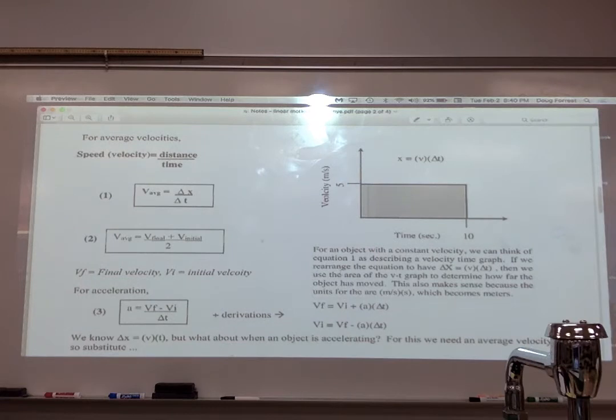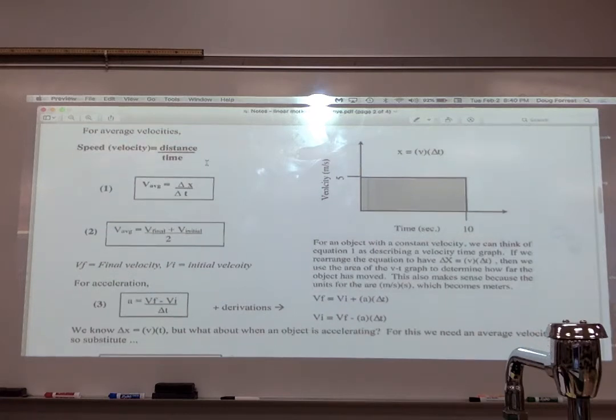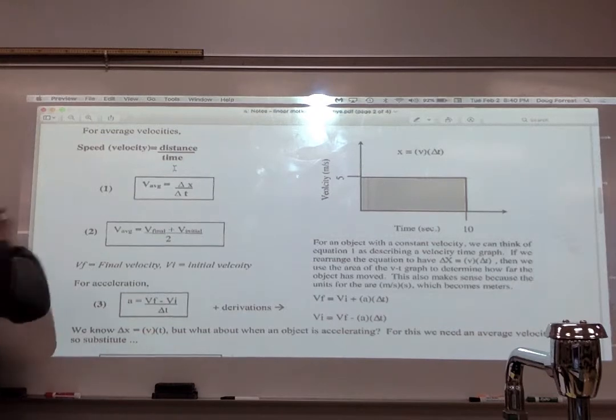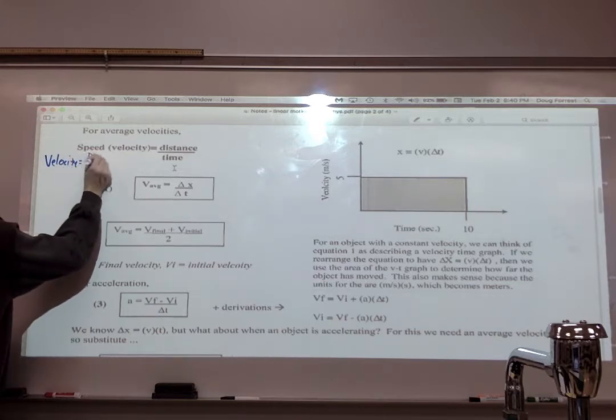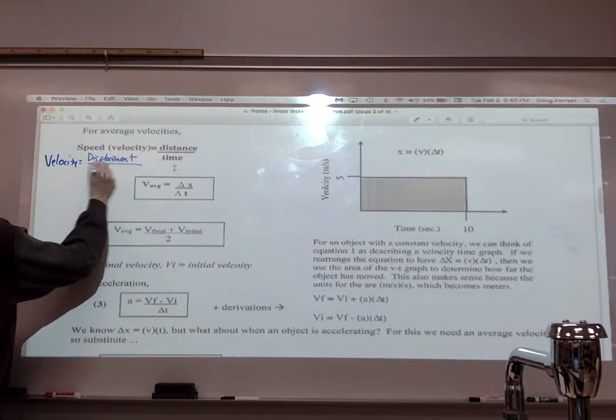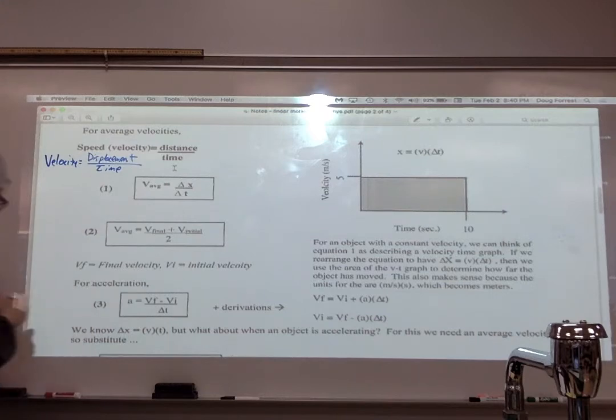All right, here we go. We've got three formulas right off the bat. This is one you already know. Speed or velocity: speed is distance over time. Velocity is displacement over time, which is a change in position over a time interval. So we've got delta x over delta t.